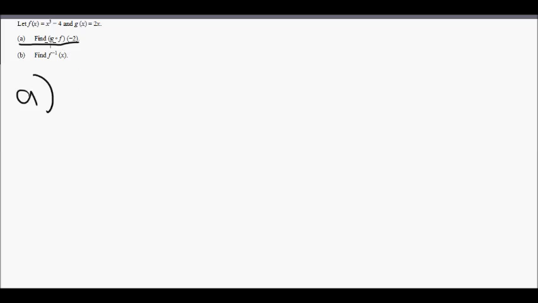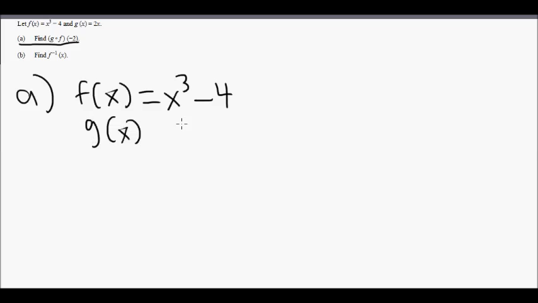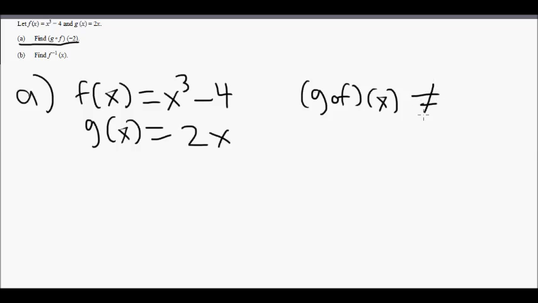So I switched the f of g and g of f, because I want to clarify something. Our f of x is equal to x cubed minus 4. Our g of x is equal to 2x. I want to clarify something here. For composite functions, g of f of x is not equal, remember this, it's not equal to f of g of x. They are completely different composite functions and they are not the same.